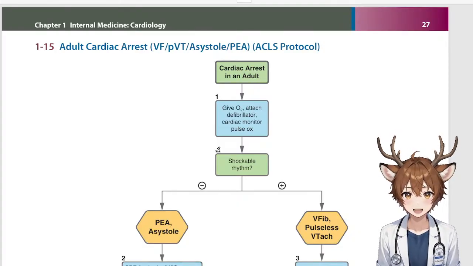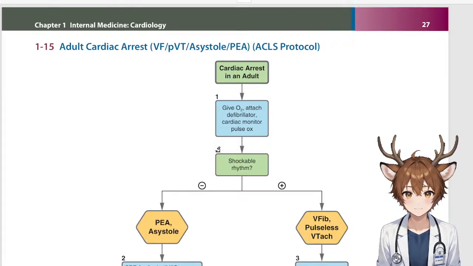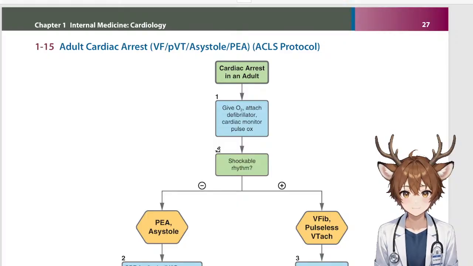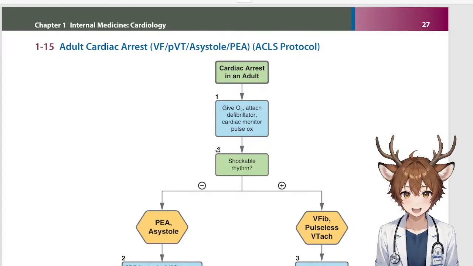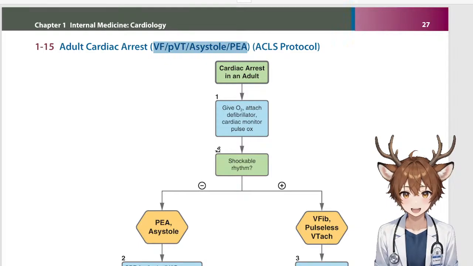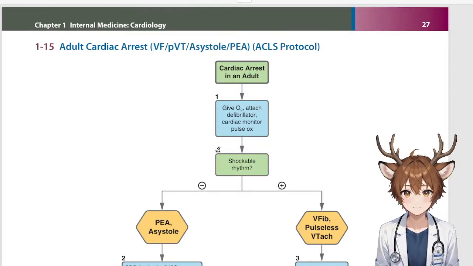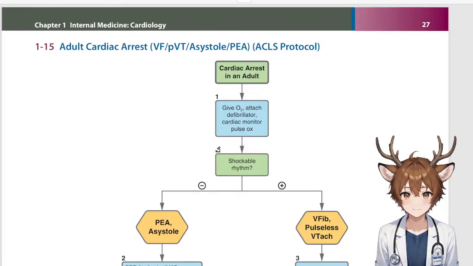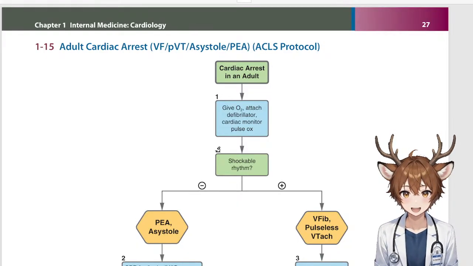So Chapter 1, Internal Medicine, Cardiology, Part 3. We're on page 27 right now. Adult cardiac arrest: VF, PVT, asystole, PEA, ACLS protocol. I don't know what those acronyms mean necessarily, I'm just going to tell you up front. Let me just see what they mean.